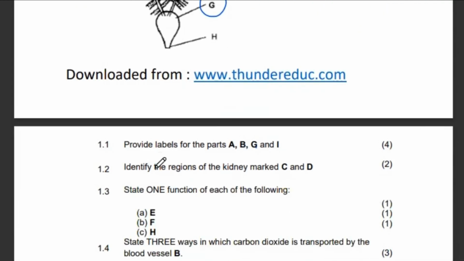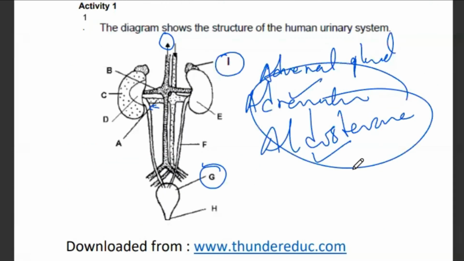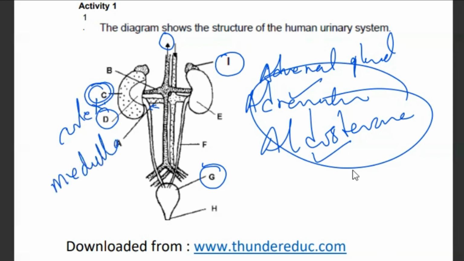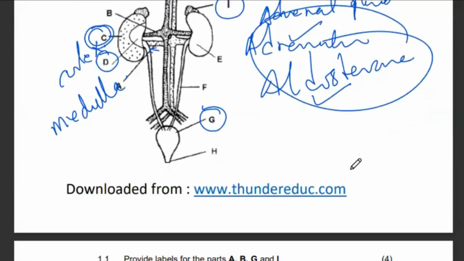Then they're saying identify the regions of the kidney marked C and D. Where is C? How do you call this region? And D? So region C is called the cortex, while region D is called the medulla. So this is the cortex. This is the medulla.